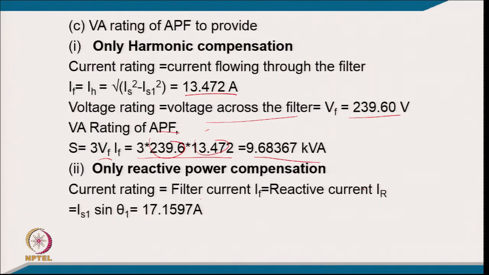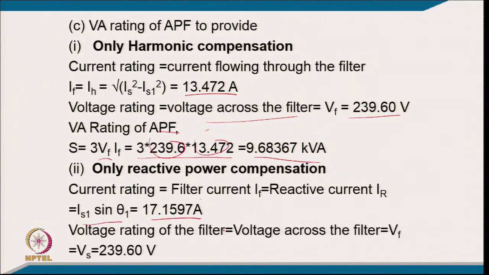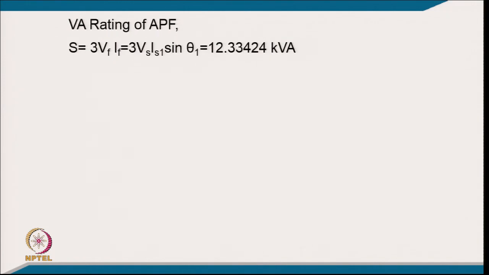Next, only reactive power compensation. We have the reactive current IS1 sin theta 1, so it comes to 17.1597 ampere, and the voltage rating is the same as the PCC voltage, that is 239.6 per phase, and the VA rating is 3 VF IF.